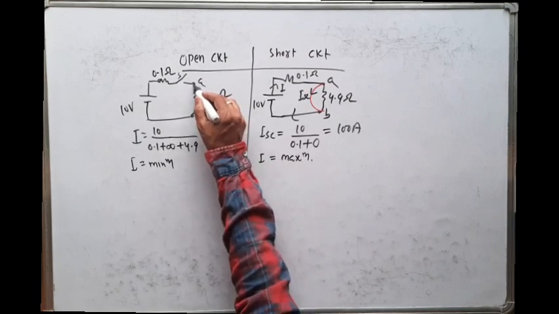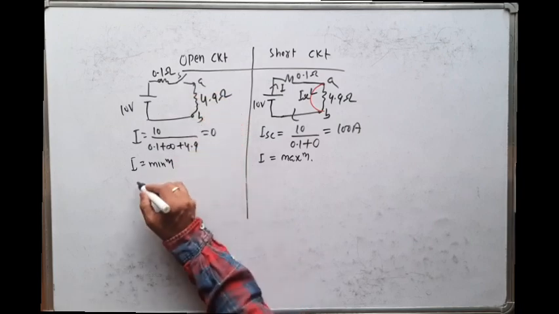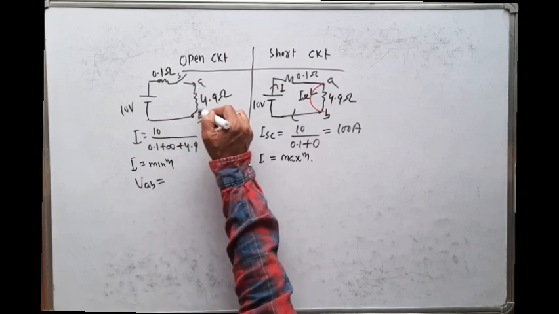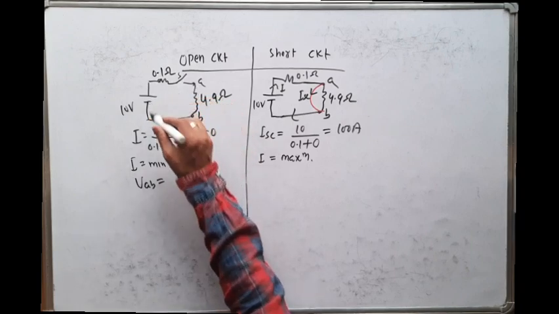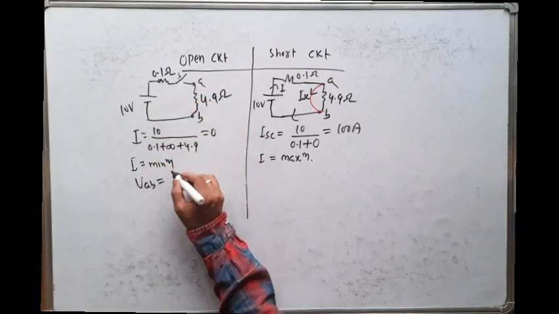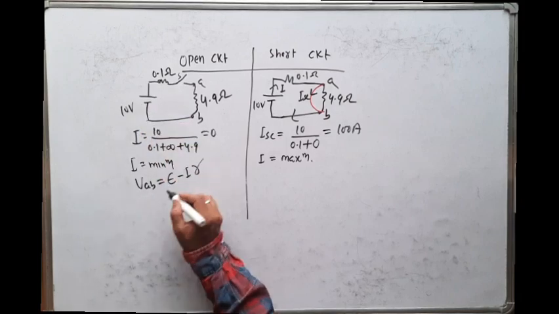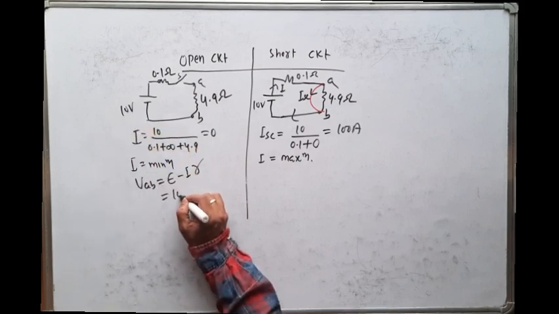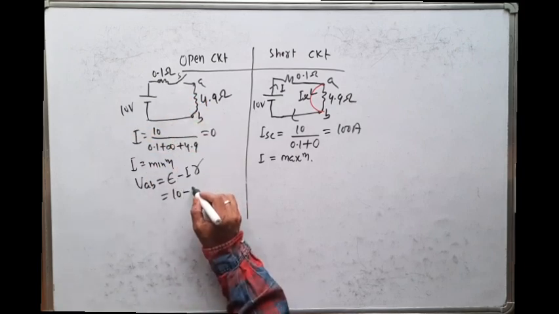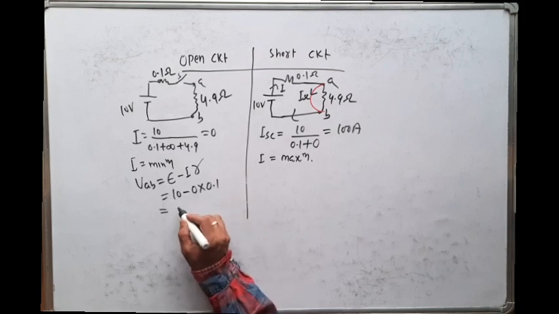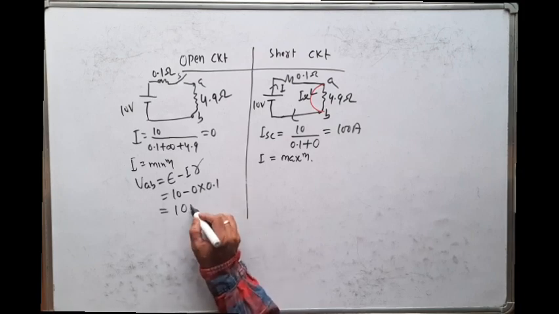Now we will find the voltage across A and B. The voltage across A and B is equal to the total supplied voltage E minus I into R. Here E is equal to 10 volt minus I. In the open circuit condition, the current is 0. The internal resistance is 0.1, so the voltage is equal to 10 volt.